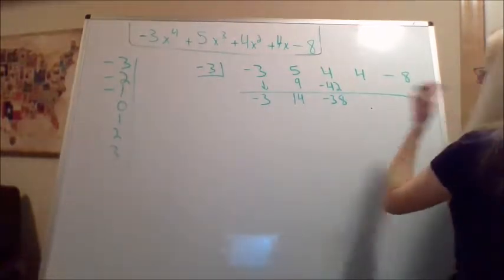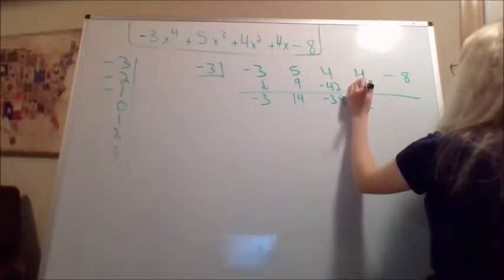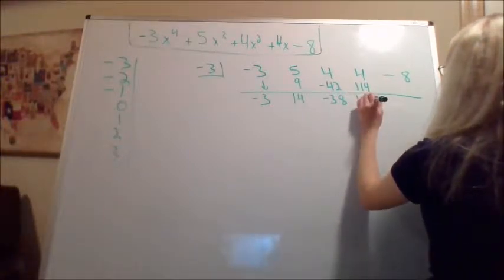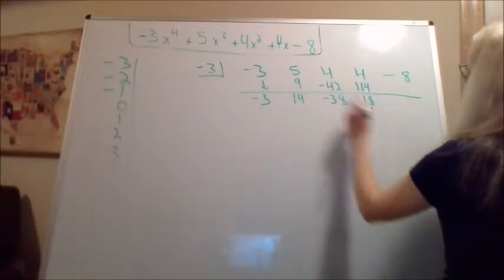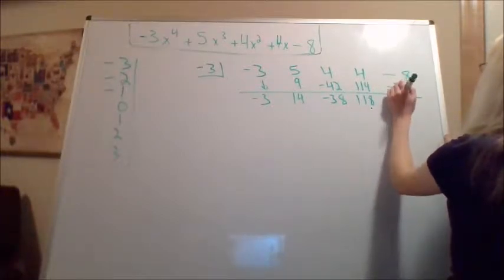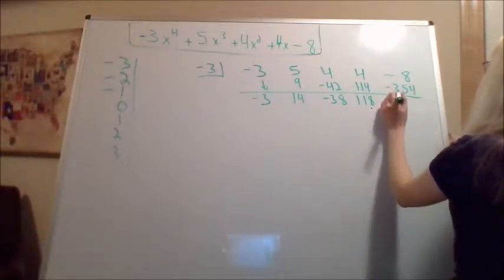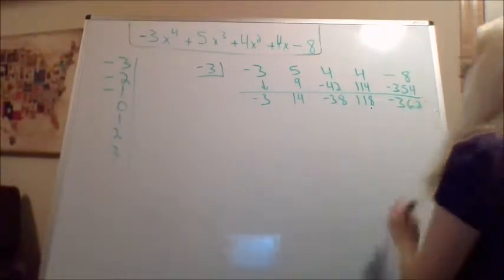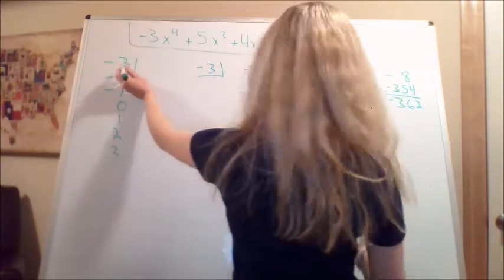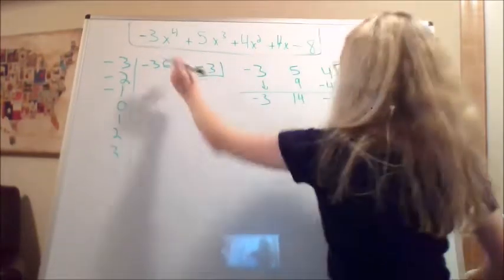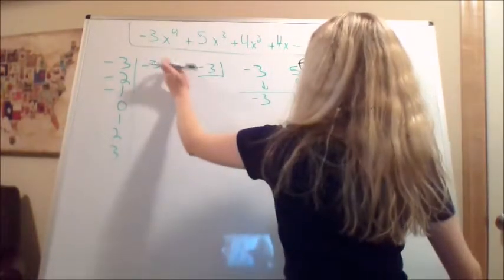Multiply, that is 114. Add, that's 118. Multiply, -354. Add, that is -362. So we have the point -3, -362. Why did I write that?